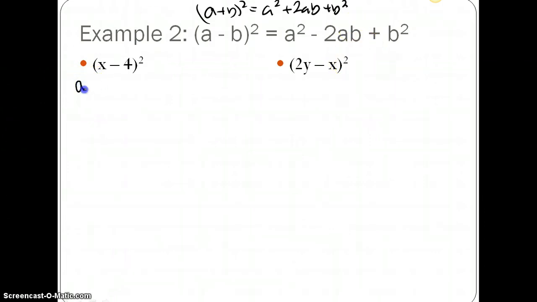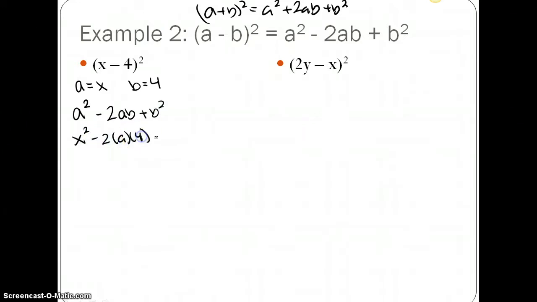So the first thing that we need to do is to define a and b from the formula or the example that we are looking at. So we have x minus 4 squared, which makes a equal to x and b equal to 4. So from here, we need to fill it into a squared minus 2ab plus b squared. That gives us x squared minus 2 times x times 4 plus 4 squared. So that's going to be x squared minus 8x plus 16.